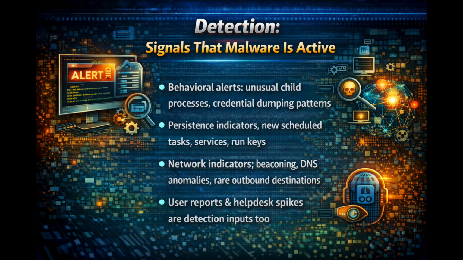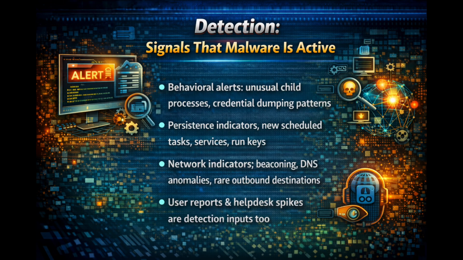Detection is about recognizing behavior, not just matching a known signature. Good EDR detections look for suspicious process chains, for example, Office spawning PowerShell, or a browser launching a script engine. Another set of signals is persistence. Malware wants to survive reboots, so it creates scheduled tasks, new services, startup entries, or registry run keys.